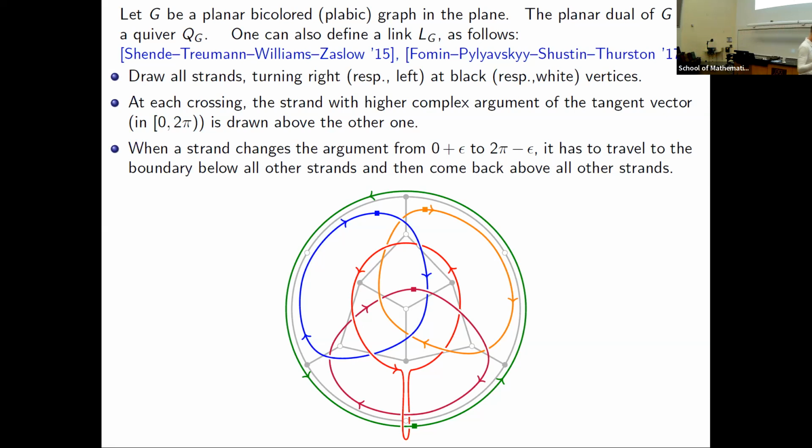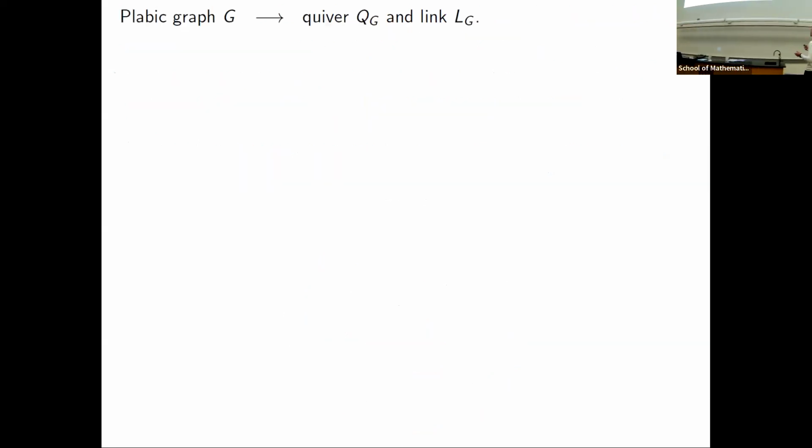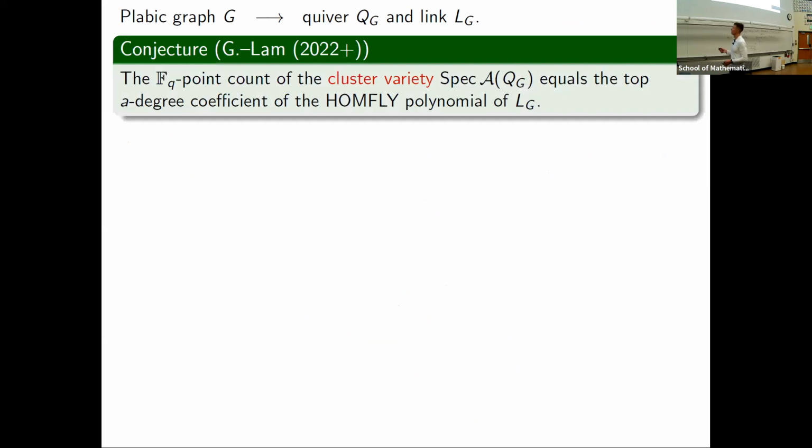Okay. So, anyways, the bottom line is that you start with a plabic graph, and then you get a quiver and a link. How is the quiver related to the link? Let me mention one conjecture, which Thomas and I formulated. For any plabic graph, you can look at something called the cluster variety associated to the cluster algebra, and you can compute the number of points over F_q in that.